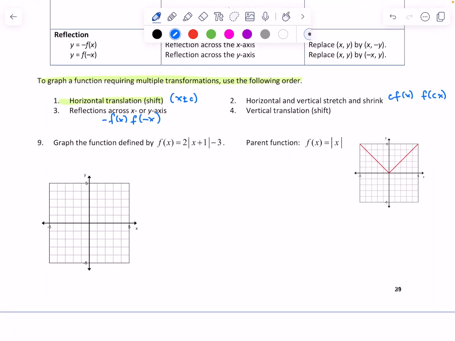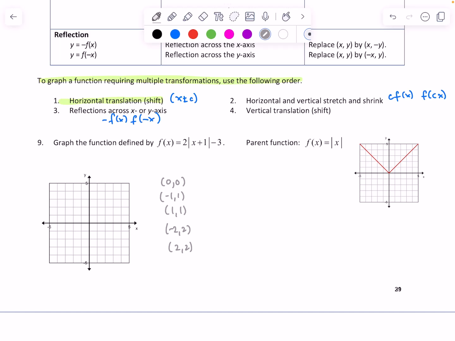Okay, so we have f of x equals 2 times absolute value of x plus 1 minus 3. And we're told this time that the parent function is absolute value of x, and we know that that has some points. We have 0, 0, negative 1, 1, 1, 1, negative 2, 2, 2, 2. That should be a sufficient set to give us a sense of what direction we're heading. So let's look at this.